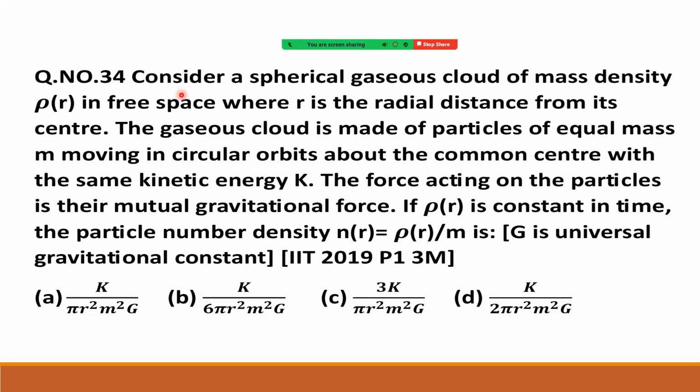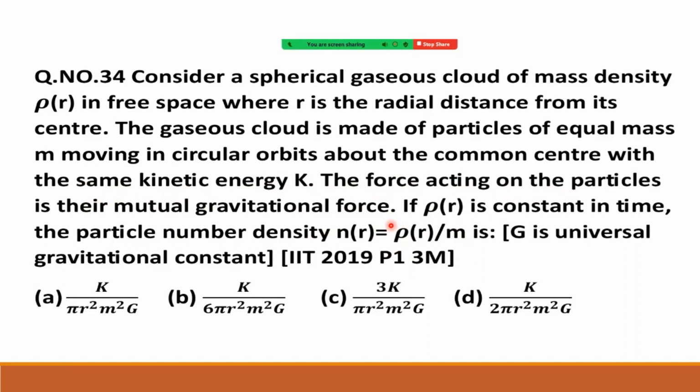Consider a spherical gaseous cloud of mass density rho of r in free space, where r is the radial distance from its center. The gaseous cloud is made of particles of equal mass m moving in circular orbits about the common center with the same kinetic energy k. The force acting on the particles is their mutual gravitational force. If rho of r is constant in time, the particle number density, that means density divided by mass of particle, is what we have to calculate.